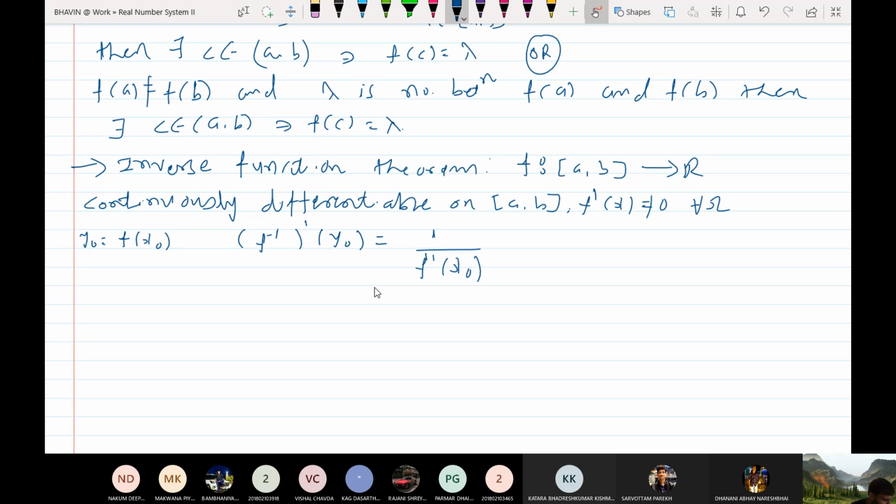Let me put some examples. L'Hopital rule also we have seen.